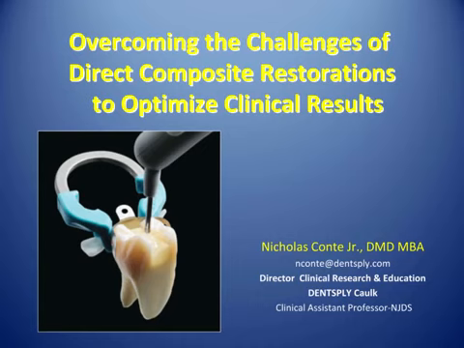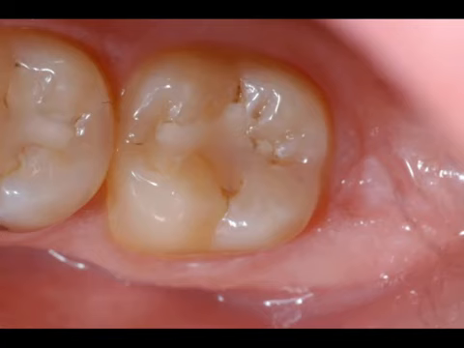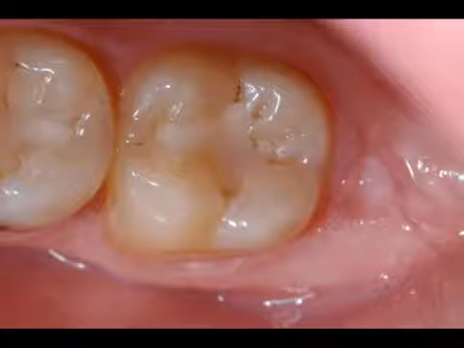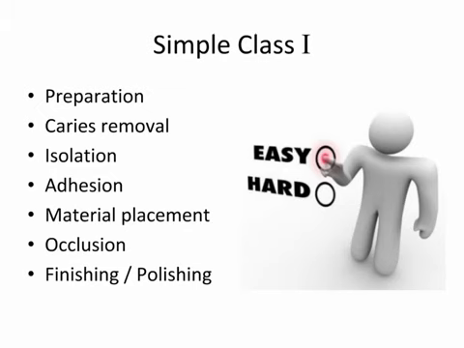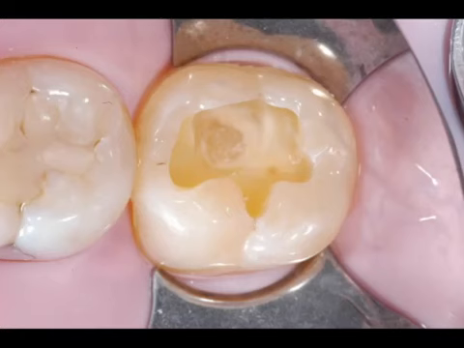So when we start out here, we'll take a look at a simple class 1 restoration, or at least if we had a choice in the morning when we walked into an operatory, whether we would hit an easy or a hard button on this, most of us would probably hit the easy button for a class 1. Even recognizing that preparation, caries removal, isolation, adhesion, material placement, occlusion, and finishing and polishing all factor in to the clinical outcome, we still generally recognize these as being a reasonably simple procedure to do, or at least that's how we would categorize this.